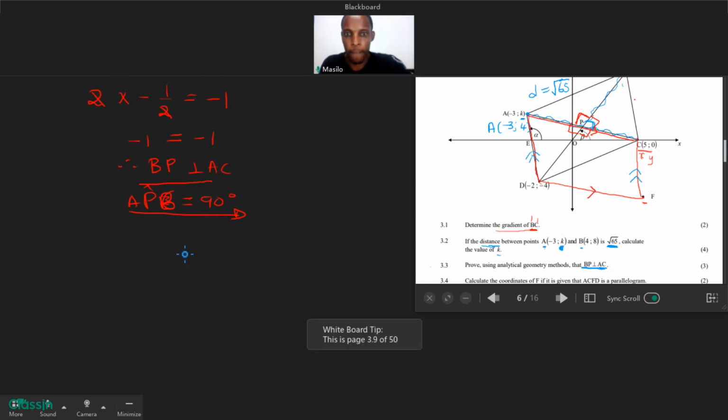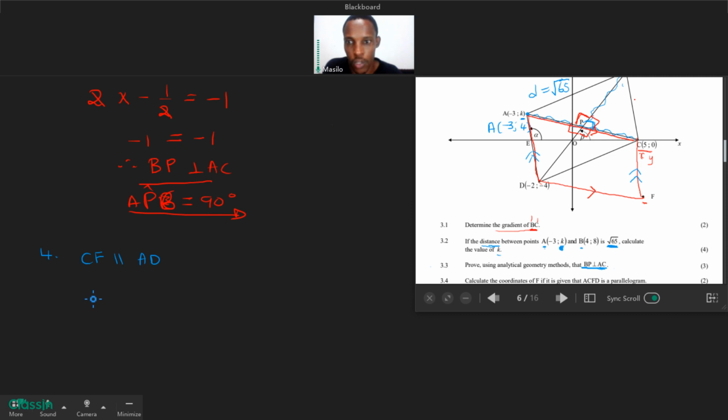Therefore, on number 4, we are going to say line CF. Line CF is parallel to AD. That is the first thing. CF is parallel to AD.